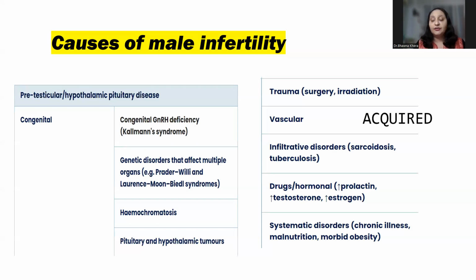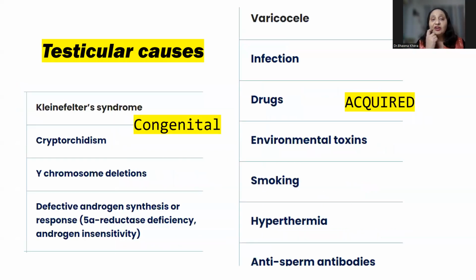That is, they start from the hypothalamus-pituitary level. Then there are the testicular causes, where the problem is at the level of the testes. Here again the testosterone is going to be low. So testicular causes can again be congenital and acquired. Congenital, like Klinefelter syndrome. This is a very, very important syndrome, and it is the most common chromosomal abnormality seen in patients with severe oligozoospermia or azoospermia. We are going to talk a bit more about it in the next slides.